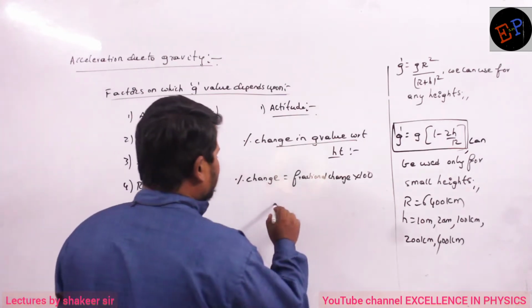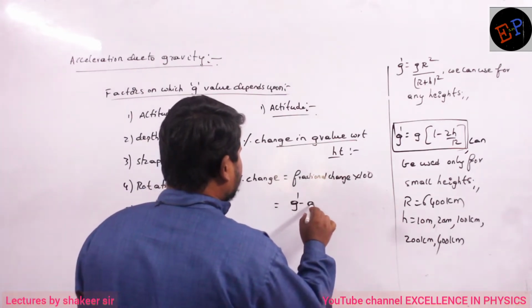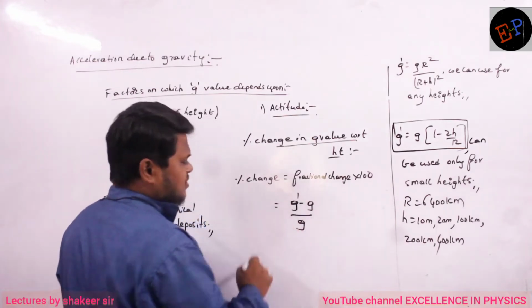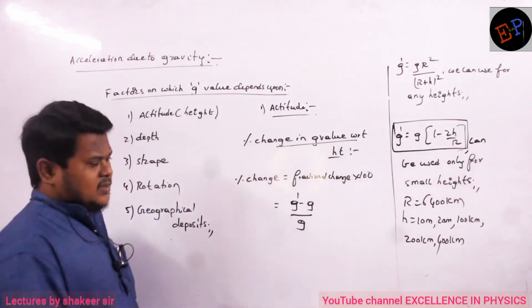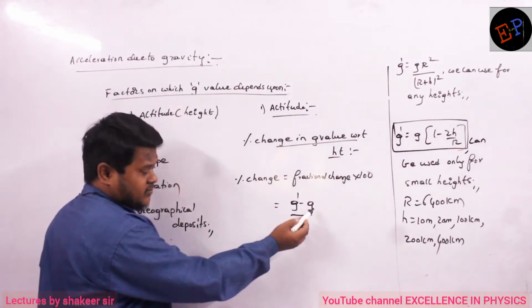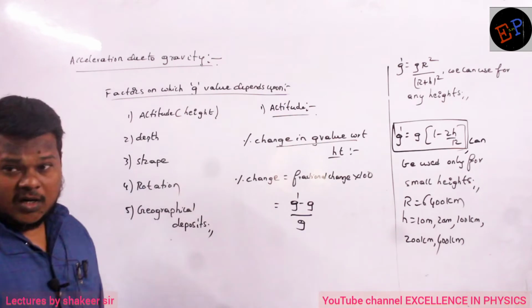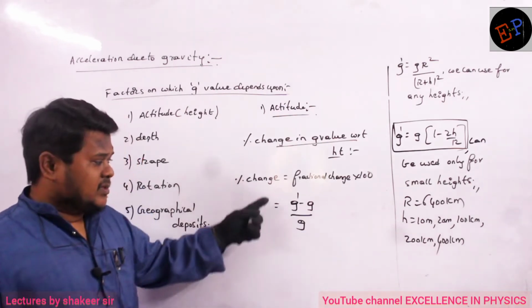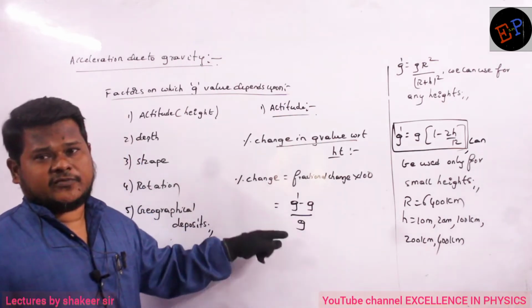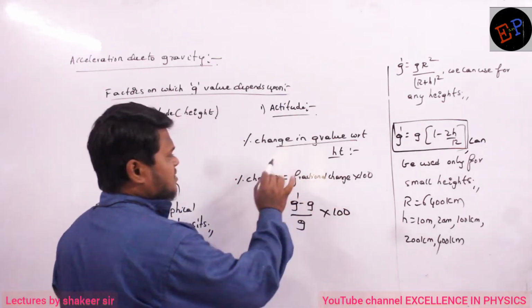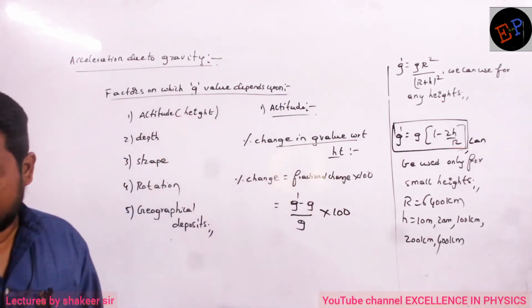Fractional change, how can I calculate? G dash minus G divided by G value. This is a fraction. This is the final G value, the initial G value. Final minus initial is the change. That value divided by the original value, you will get the fraction. Fraction multiplied by 100, you will get percentage change. Are you able to understand?